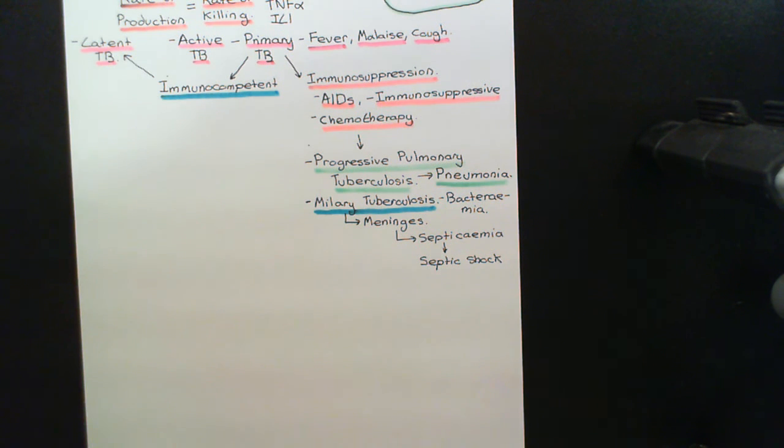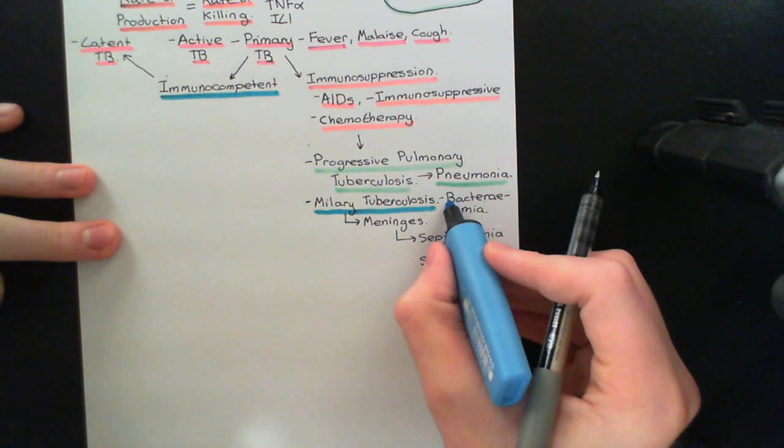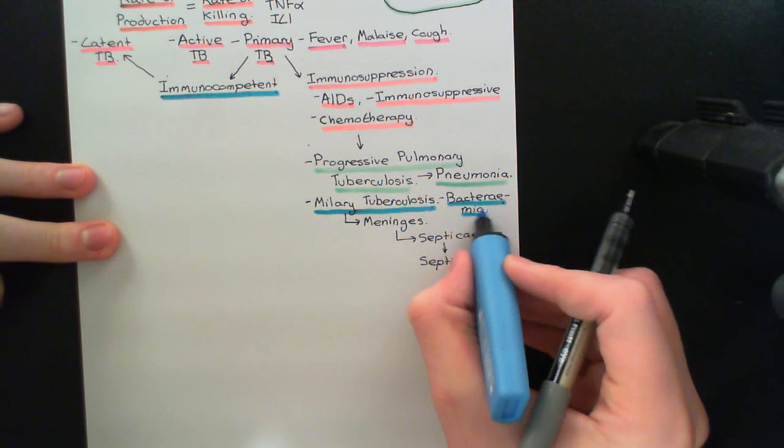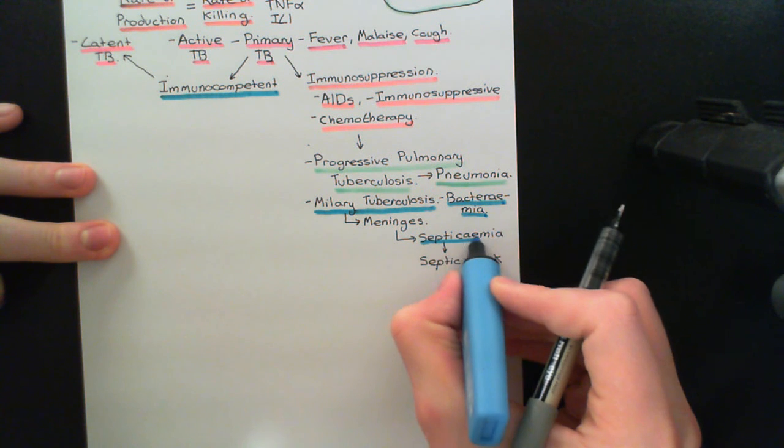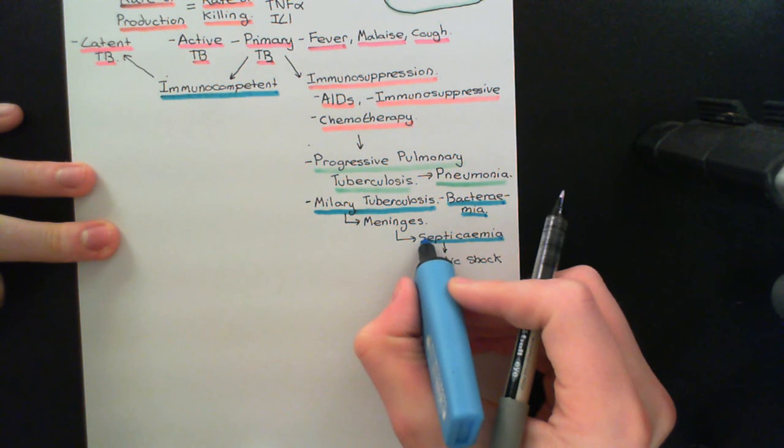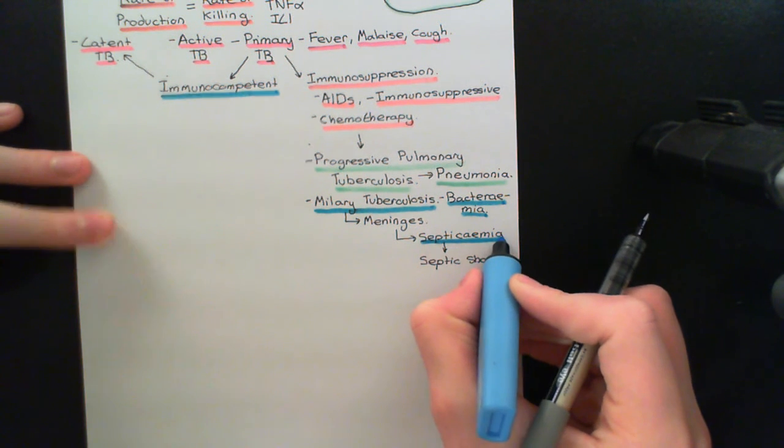So that can then produce septicemia, which is blood poisoning. That's the difference between bacteremia and septicemia. Bacteremia just means a small number of bacteria in the blood. Septicemia is blood poisoning, when you've got so many bacteria in the blood that it's actually going to lead to you dying.